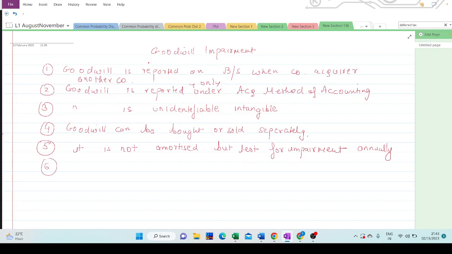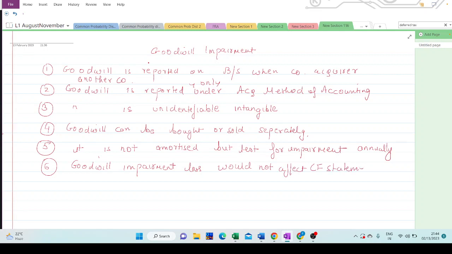Now this impairment loss, goodwill impairment loss, will it affect the cash flow statement of the company? Guys, is it a cash loss? No, it's not a cash loss, it's a non-cash loss. So goodwill impairment loss would not affect cash flow statement.